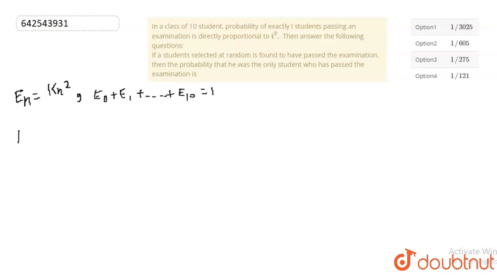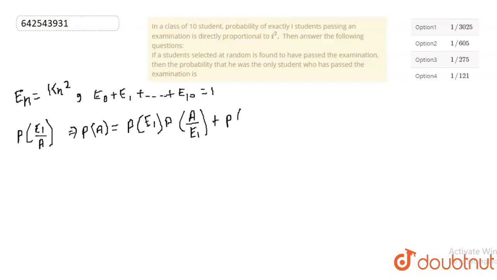So what we have to find? Now what we have to find is P of E1 upon A. We have to find this value. Now what we will do, P of A equals P of E1 P of A upon E1 plus P of E2 P of A upon E2, that will go up to 10.